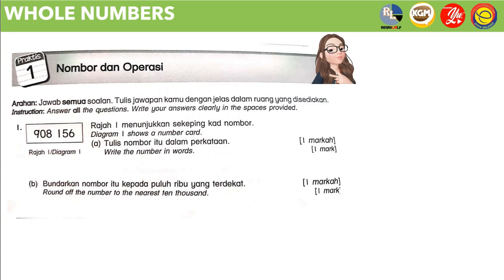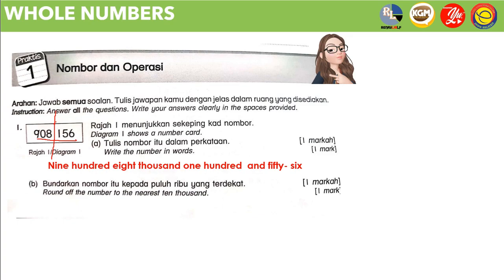All right, let's look at number 1. Diagram 1 shows a number card. Write the number in words. Look at the number. The number has 6 digits. So we're going to divide it into a group of thousands first. All right, so we're going to read it like this. 908,156.